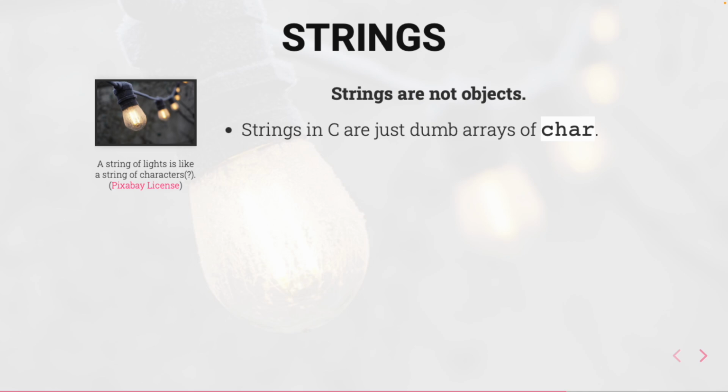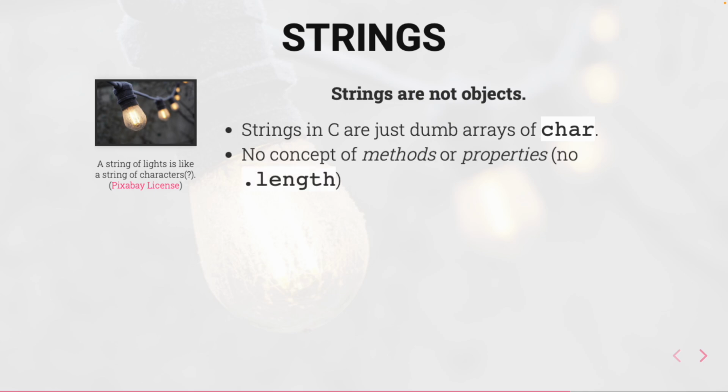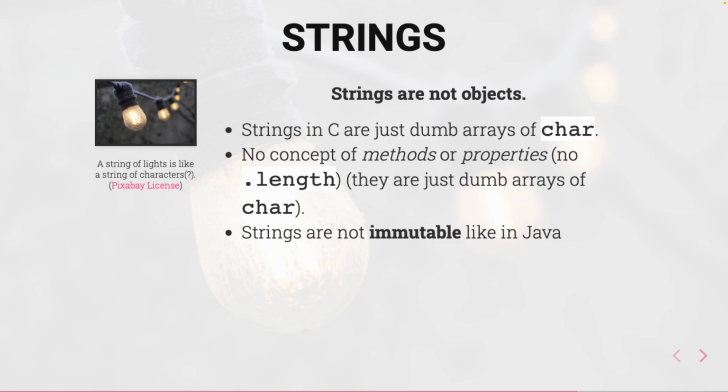Strings in C are just dumb arrays of char. And as I've said over and over again through the last couple lectures, arrays in C are very dumb. So this is like 2 layers of dumb. They don't have any methods or properties, so no dot length, for instance, because they are just dumb arrays of char. Strings are not immutable, like in Java.